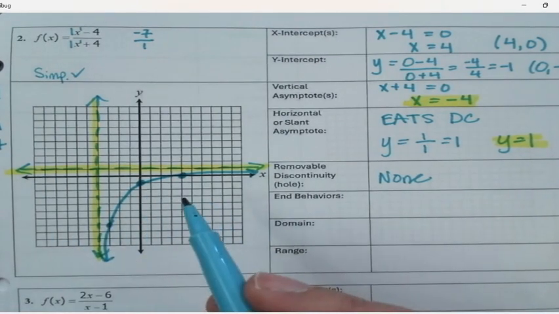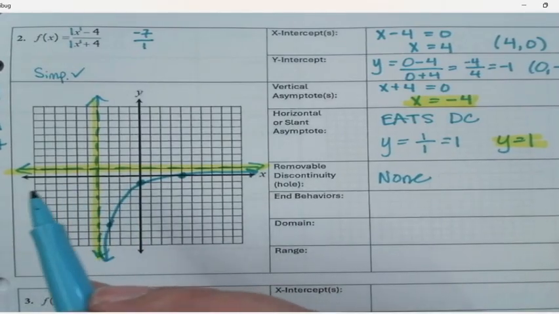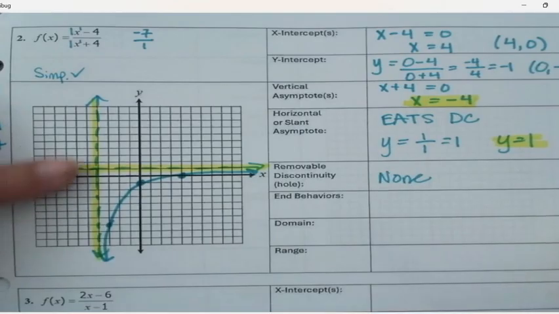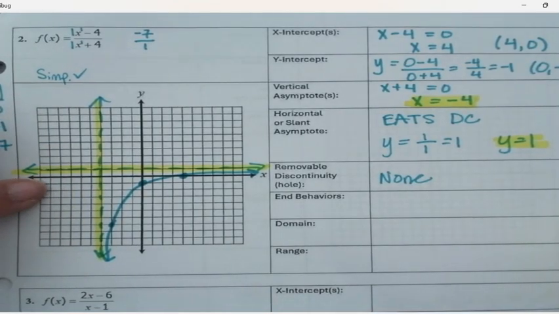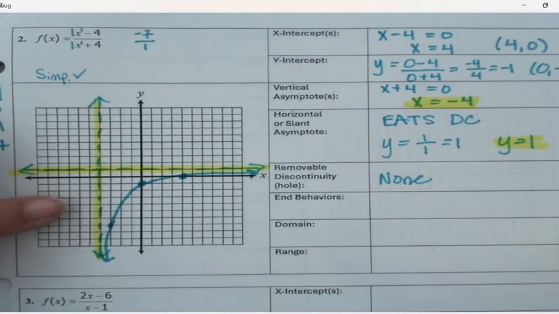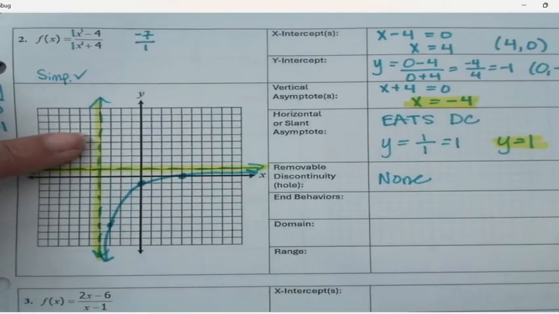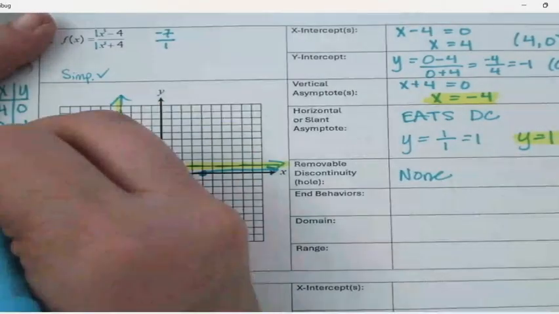But the problem is I don't know where the other side of this is. There's usually 2 of these, and I don't know where the other one is. So to find the other one, I'm going to have to plug some more x values in. I think it's back here somewhere. So I'm going to plug in some x values that are back here and see if I can find where the other half of this thing is. Because it might be down here, but it might be up here, and I'm not sure.